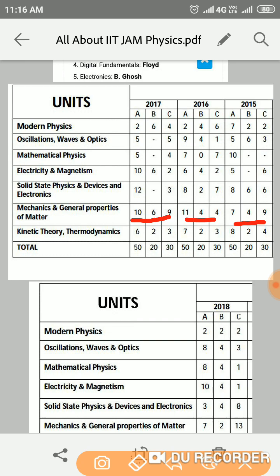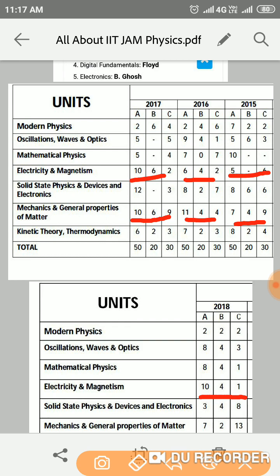Now the second important topic after mechanics is the electromagnetic theory part. So for EMT, in 2018, 15 marks of questions were asked. In 2017, 18 marks of questions were asked from EMT. In 2016, 12 marks of questions were asked, and in 2015, 11 marks of questions were asked from electromagnetic theory. So you can expect anywhere between 15 to 17 marks of questions from electromagnetic theory.